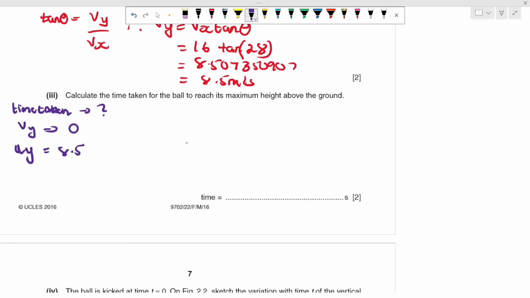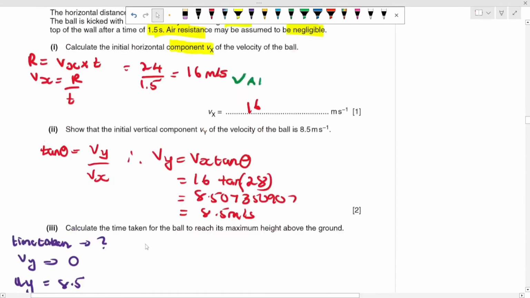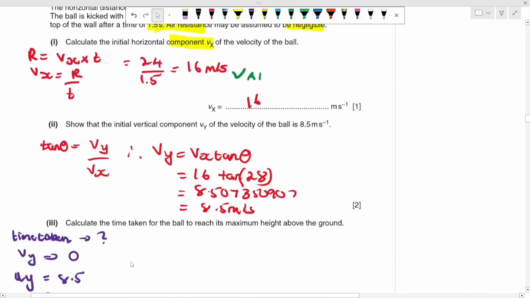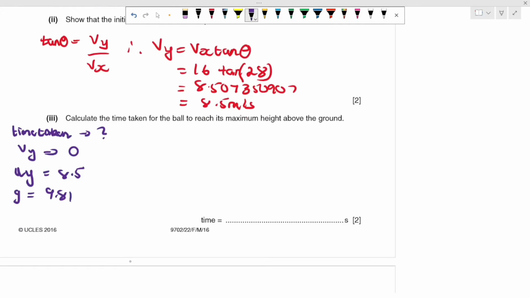Then I know that the value of g is going to be 9.81, because since air resistance is negligible, the only force acting on this whole system is actually the weight, and we know that the weight causes an acceleration of 9.81. So I have v, I have u, I have g, and I have t. What equation can I create? You've guessed it. Vy will be equal to uy minus gt.